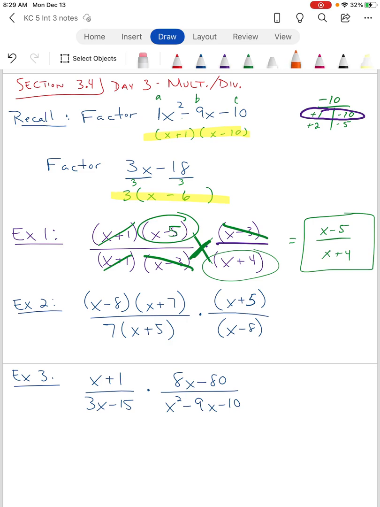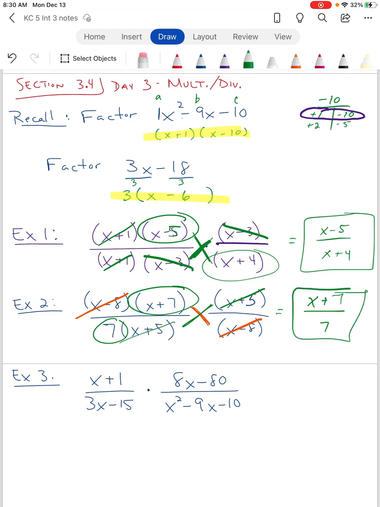Okay, now in example number 2, I'm going to do the same thing. Do I have anything in common here across from each other? I do. The x minus 8, so those are going to cancel out. Now on the other side, I have the x plus 5's in common. So what I have left over is the x plus 7 on the top and the 7 on the bottom. And I'm done.